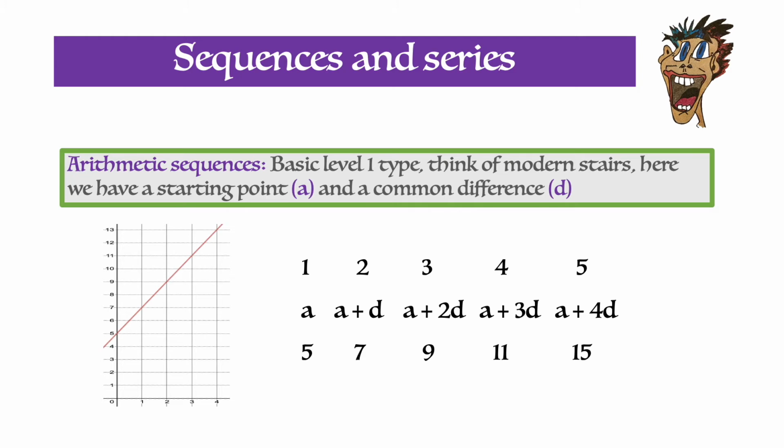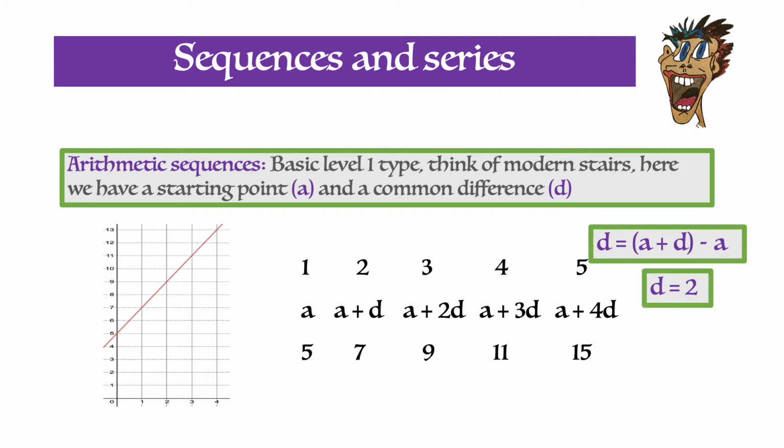Now, what we want to try and do is write this out as a general term. In order to do that, we need to find out what the value of d is. What is the difference? So we take one term and subtract the previous one. So 7 take away 5, 9 take away 7. It's really quite straightforward. If you did that, you come out with a difference of 2. We know our a value is 5. We can see that's our first value there. So we write it as 5 plus 2d.